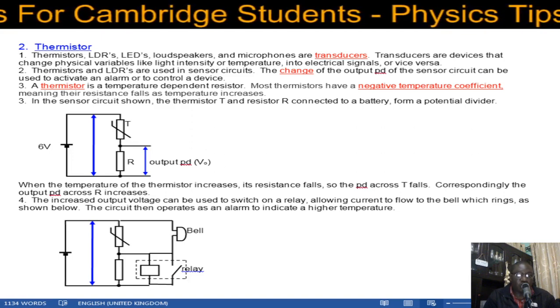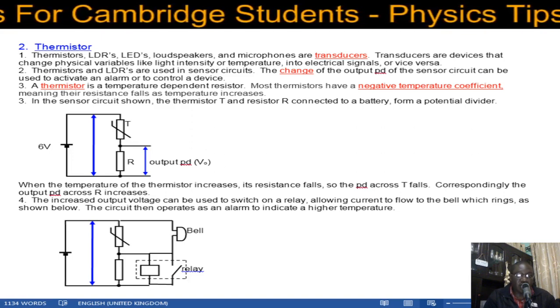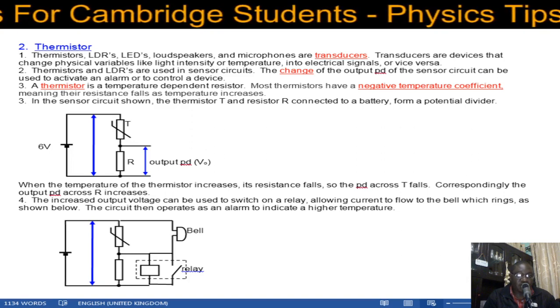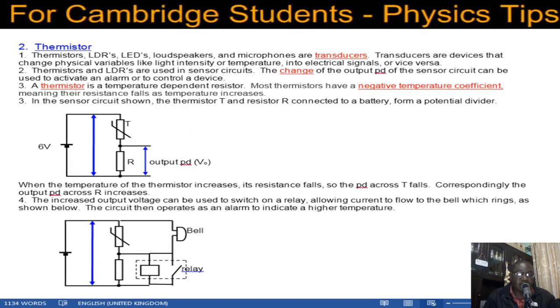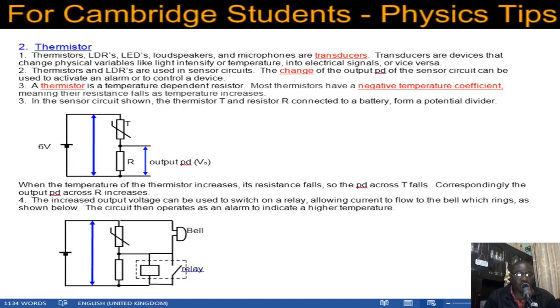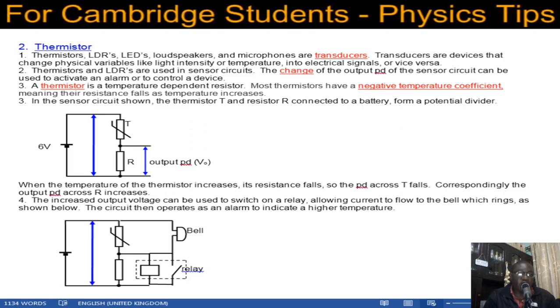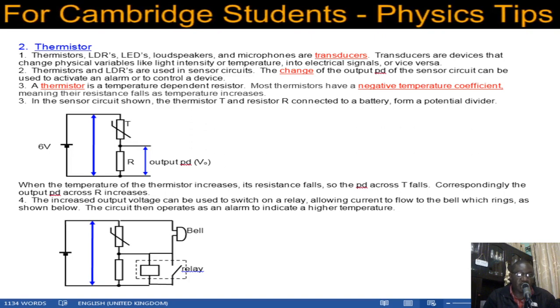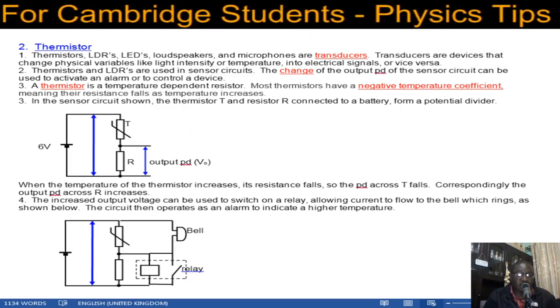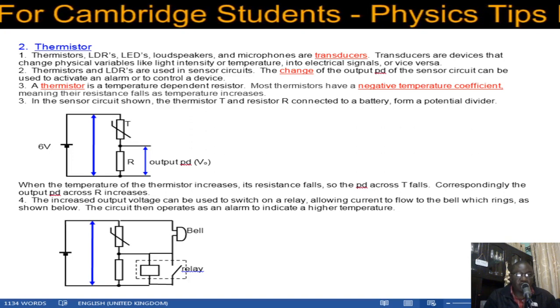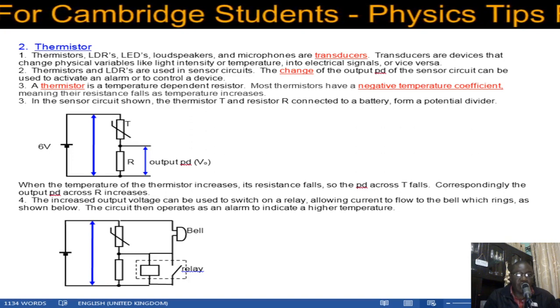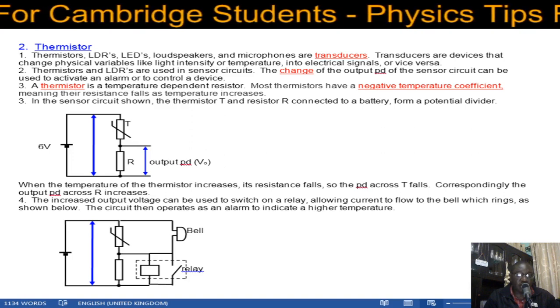Now be sure to watch the video on the potential divider circuit first before you watch this one, because you will understand the use of the input transducers more if you have a knowledge of these potential divider circuits. In output transducers, you find that they tell you whether a signal has been processed or not.